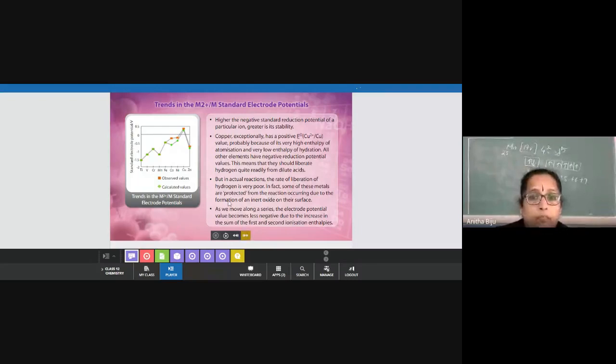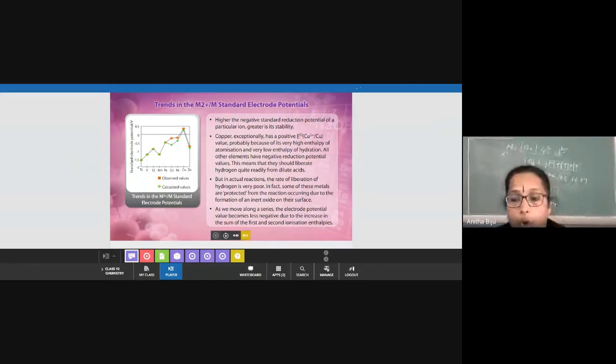So the actual reaction rate of liberation of hydrogen is very poor. I will explain one more point. In the case of copper, the value is positive. In the other case, zinc, you can use: zinc is capable of liberating hydrogen gas from HCl because it has a negative electrode potential value. So that is very important. With negative electrode potential value, it is capable.